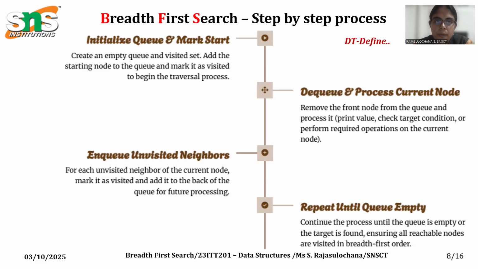Initially, you will create an empty queue and a visited set. Each time you visit a vertex, you will add that particular vertex to the queue and mark it as visited, which marks the beginning of the traversal process. Then the vertex in the front of the queue is removed and processed. Processing refers to printing the element in the vertex or performing other required operations on the vertex. For each unvisited neighbor of the current node, you will mark it as visited and add it to the queue for further processing. This process continues until the queue is empty and all the vertices are visited.